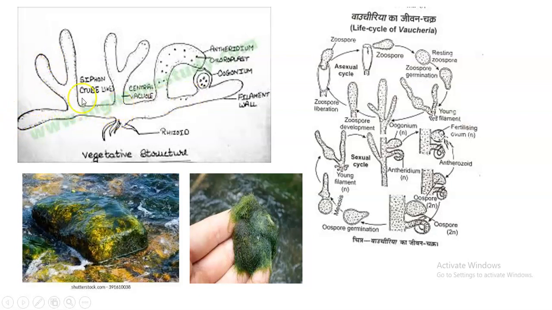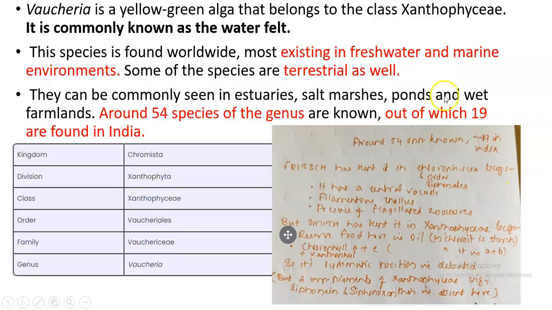You draw a prostrate branch, then you draw an erect branch, then you show the vacuole, you show the chromatophores and nuclei, and you show the antheridia and archegonia. Antheridia is a tube-shaped structure, archegonia is a spherical structure with a beak. So this we will see in the upcoming sessions. This is a summarized version of the life cycle of Vaucheria. In life cycles, we have to show the asexual cycle and the sexual cycle. We will explain this in different lectures. Now coming to the general features, I have already discussed this. It is commonly known as water felt.